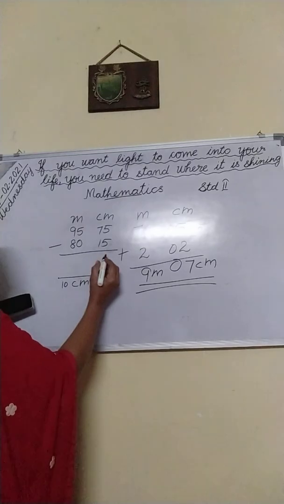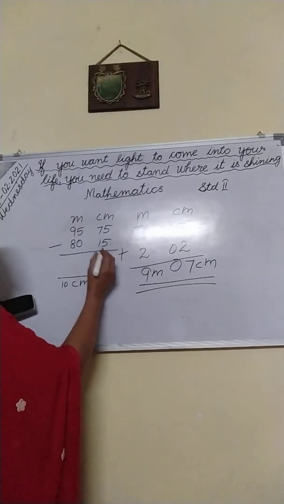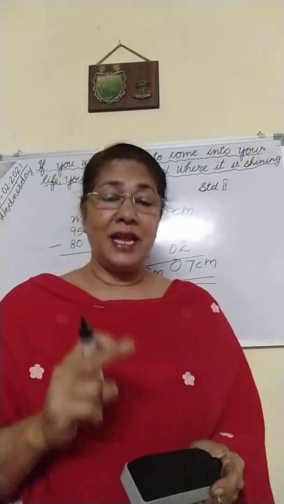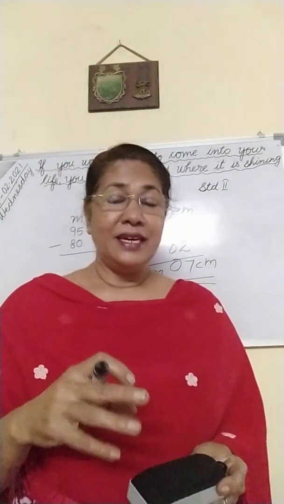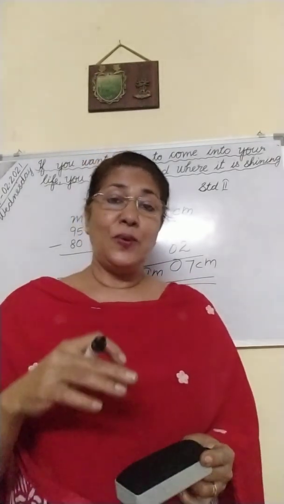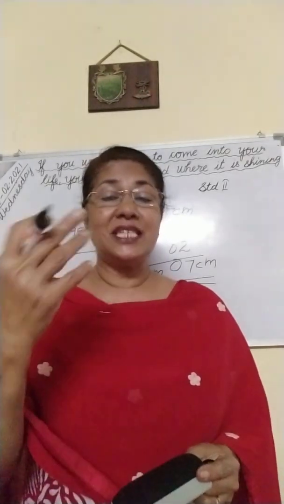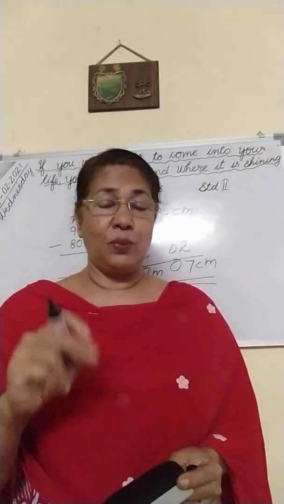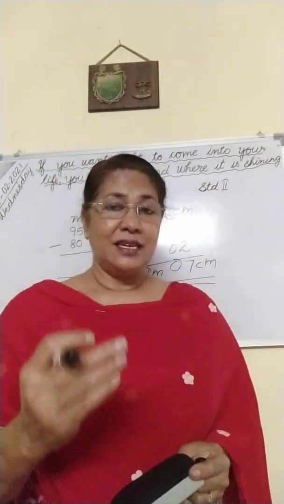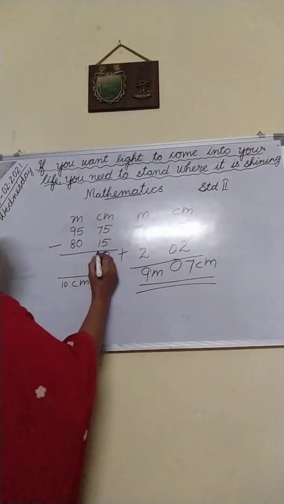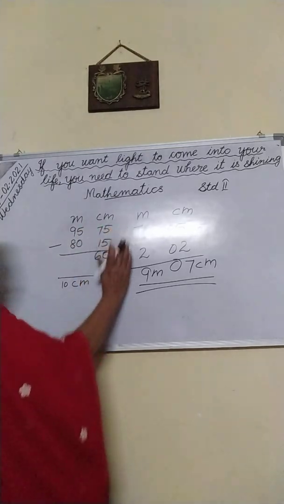So 5 minus 5 is 0. 7 minus 1. When you take away 1 from any number, you get the next smallest number. When you add, you get the next highest number to that number. Right? So 7 minus 1: the next smallest number to 7 is 6. So we finish with the centimeters.